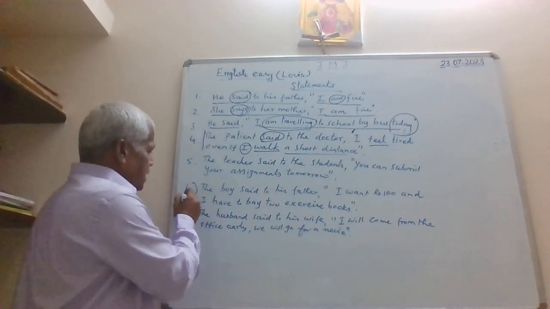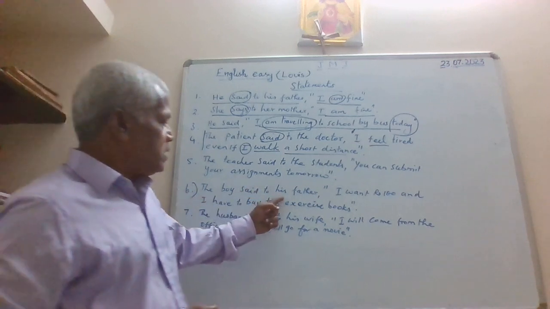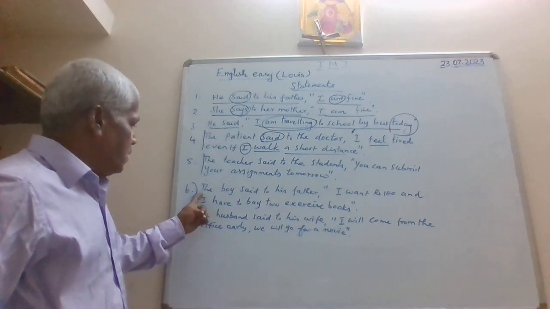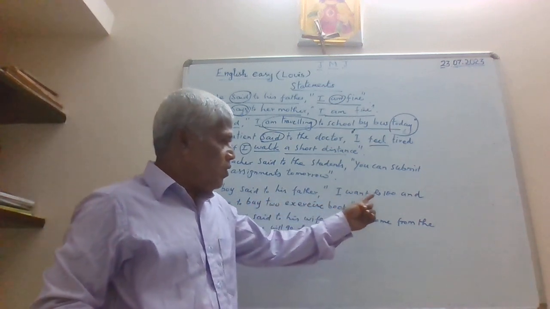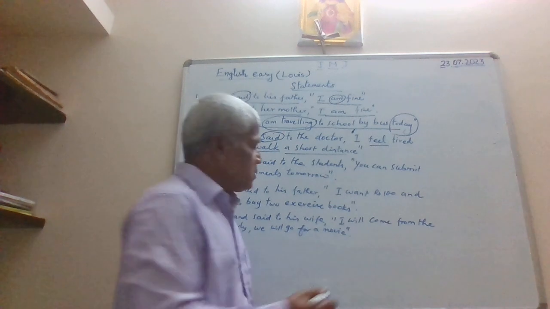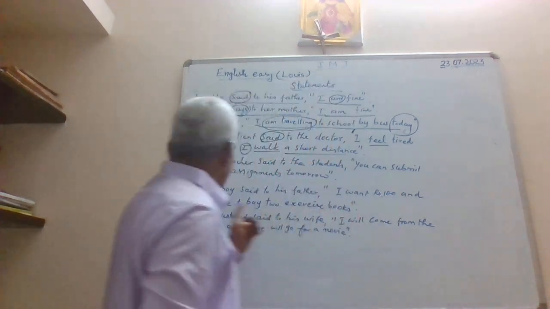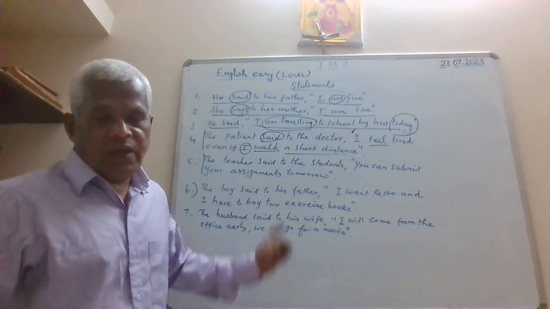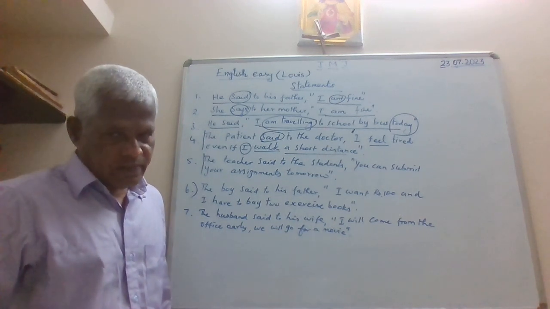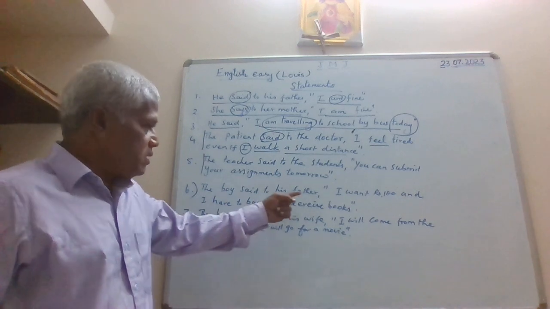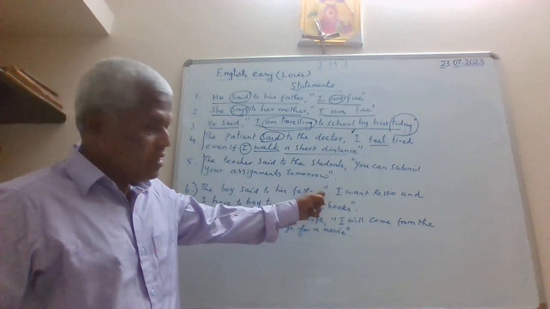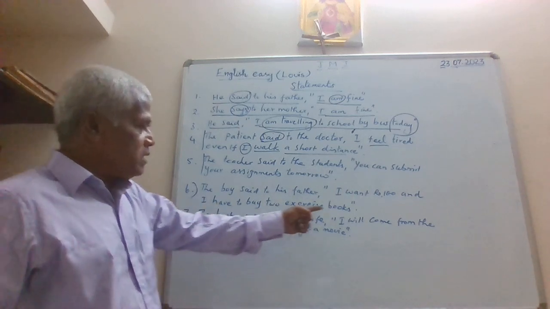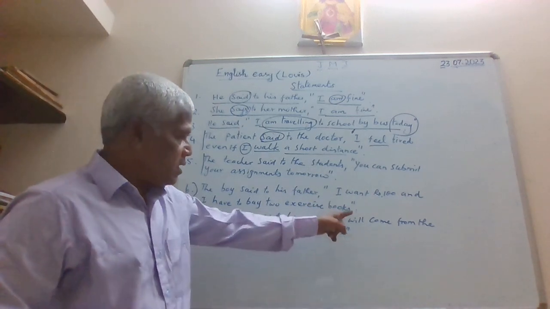What is the sixth sentence here? The boy said to his father. Now we have done the fifth one. The boy said to his father, I want 100 rupees and I have to buy 2 exercise books. The boy said to his father, comma, open inverted commas, I want 100 rupees and I have to buy 2 exercise books, close inverted commas, full stop.